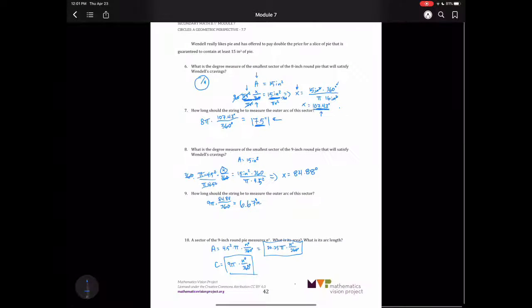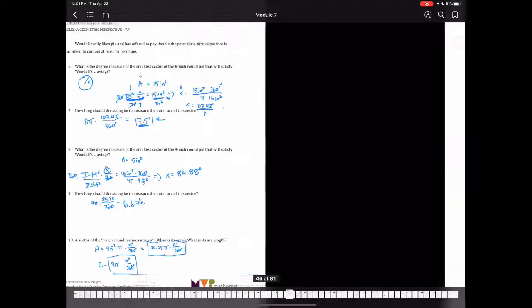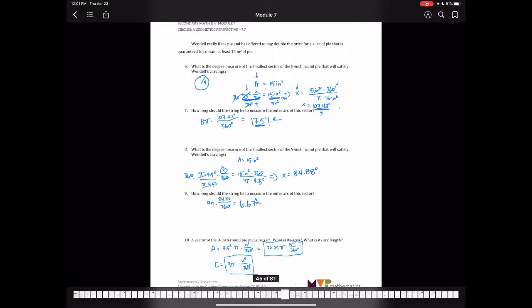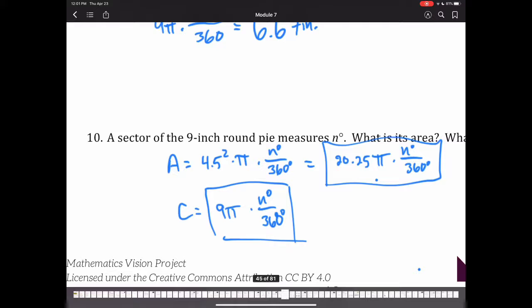All right? So hopefully this gives you some clarity. The big key thing here, as I've been repeating over and over, is when we're looking at sectors or portions of the circumference, we're going to just multiply the whole circumference or the whole area by the fraction of the circle that we're working with. Okay, that's the big thing to key in on here.